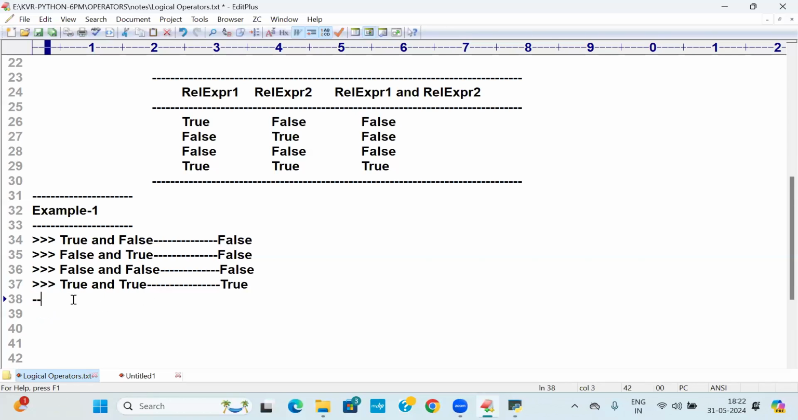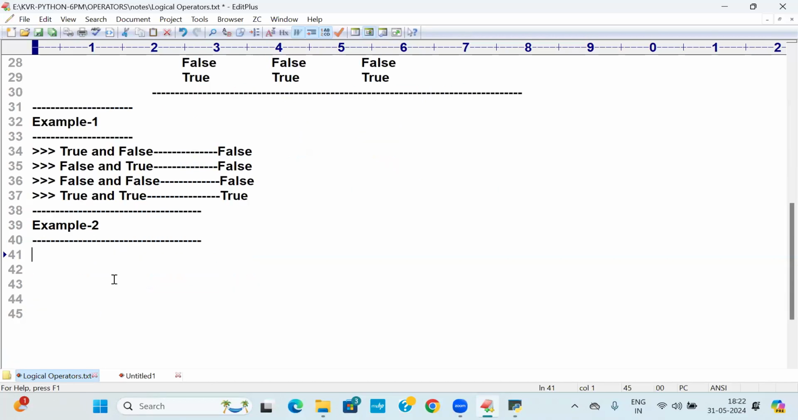Now I'm going to introduce the second example. This is example 1, the basic example. I'm talking about example 2. Look at that. Now I'm talking about it.